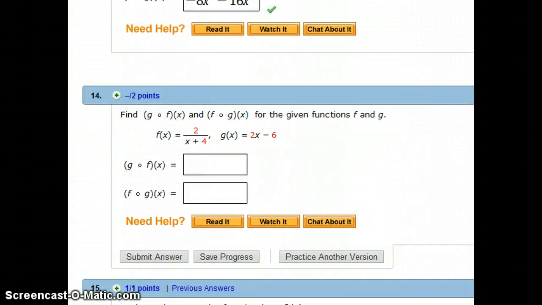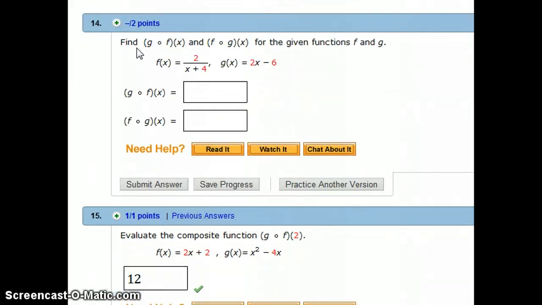So when I'm looking at number 14, it says find g composed with f of x and f composed with g of x for the given functions f and g. Okay, there's my red function, there's my green function, if you want to think of it that way. Think g for green, although you could do it either way that you want. So the first one we're going to take a look at is inserting the red into the green. So I'm just going to copy those functions down.